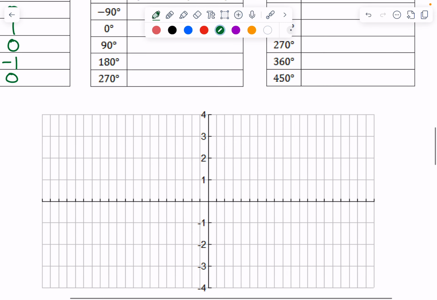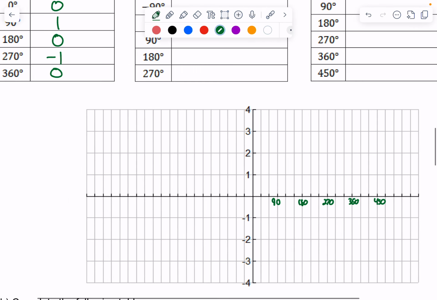So that makes this 90. And then we'll do 1, 2, 3, 180. 1, 2, 3, 270. 1, 2, 3, 360. And yeah, I'll do one more. 1, 2, 3, 450. Okay, and then do the same thing on the negative side.